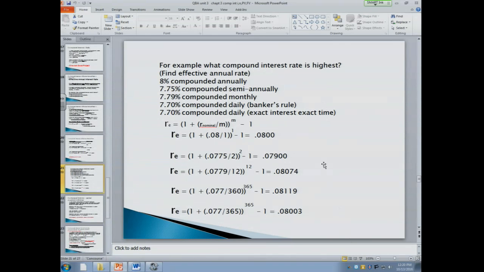Okay? I want you to calculate these and observe the different annual interest rates and tell me which is the highest interest rate. This last one we very, very rarely use, so don't worry about memorizing it. So please pause the video and do those. Okay, you're back.